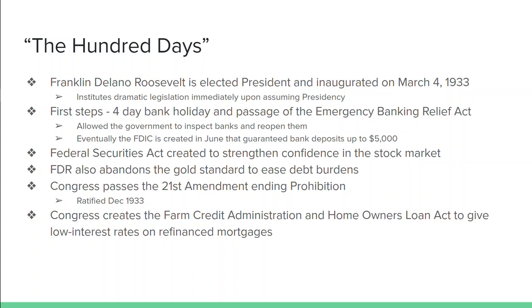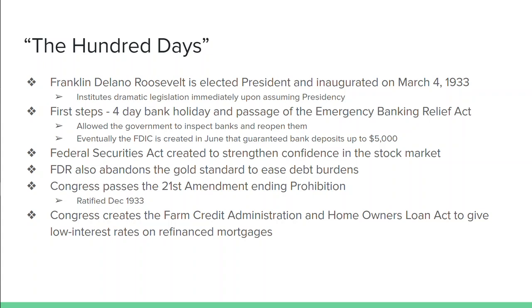If you want an idea how big this election was, FDR wins 57% of the popular vote, about 23 million votes to 16 million votes. FDR wins 42 out of 48 states, and he gets 472 electoral votes to Herbert Hoover's 59. So there's no question who the winner of this is.